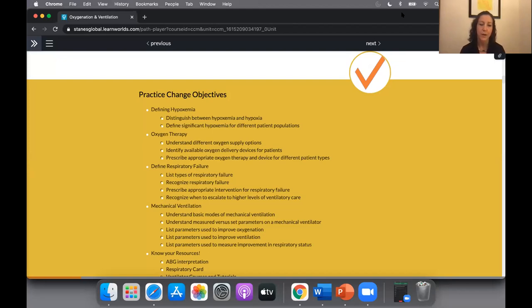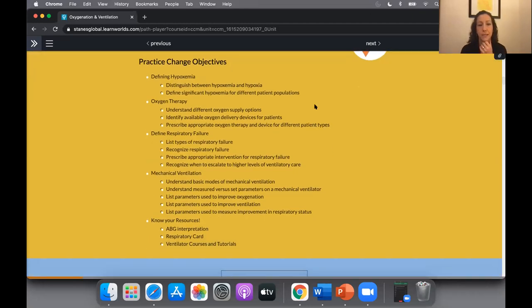necessary for appropriate interventions. So I call these practice change objectives. I want to maximize learning transfer, meaning that you, the learner, will actually not only learn the information and know what to do, but change the patient needs. So our practice change objectives today, the first.